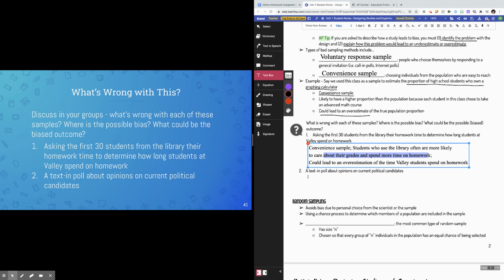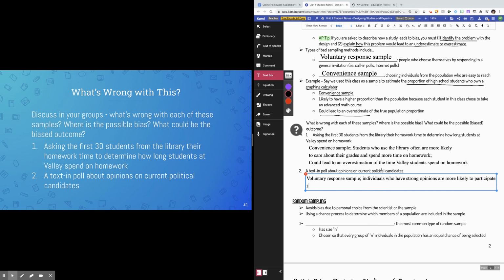Okay, then the last one here, number 2, says a text-in poll about opinions on current political candidates. So again, this is one of those where you're volunteering to participate. So this is a voluntary response sample. Okay, so the reason that this is a problem is that individuals who have strong opinions are more likely to participate in the poll, and we will likely miss people who have neutral opinions.